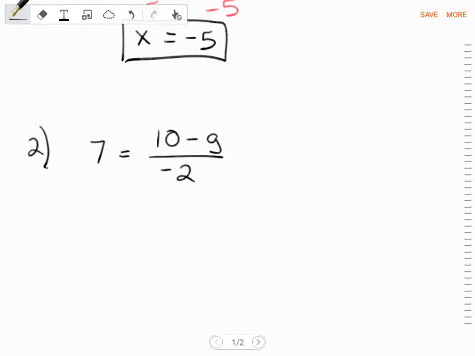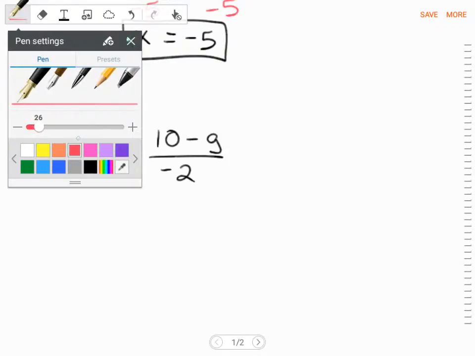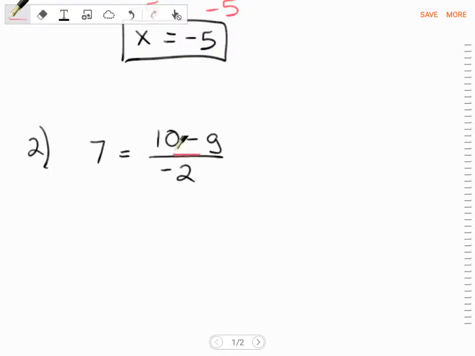The next problem I have here is 7 equals 10 minus g over negative 2. As always, I want to isolate my variable. In this case, my variable is g. So I want to get all this other mess away from it. The easiest thing to start off with is to multiply both sides by negative 2, so that I can get this negative 2 out of the bottom. I don't like having that fraction there if I can keep from it.